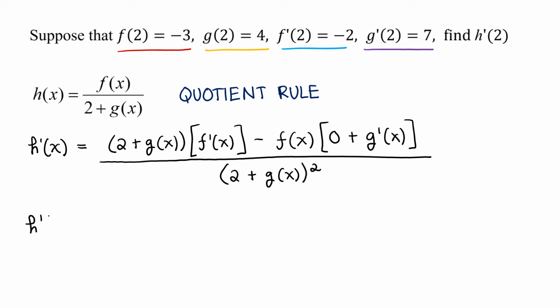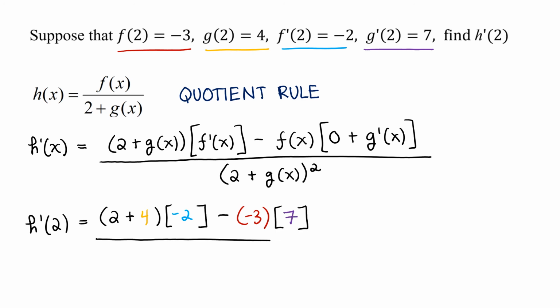And now we can find h prime of 2. So we have 2 plus g of 2, which is equal to 4, times f prime of 2, which is negative 2, minus f of 2, which is negative 3, times 0 plus g prime of 2, which leaves us with 0 plus 7, which is 7, all over 2 plus g prime of 2. Oh, no, sorry, just g of 2.